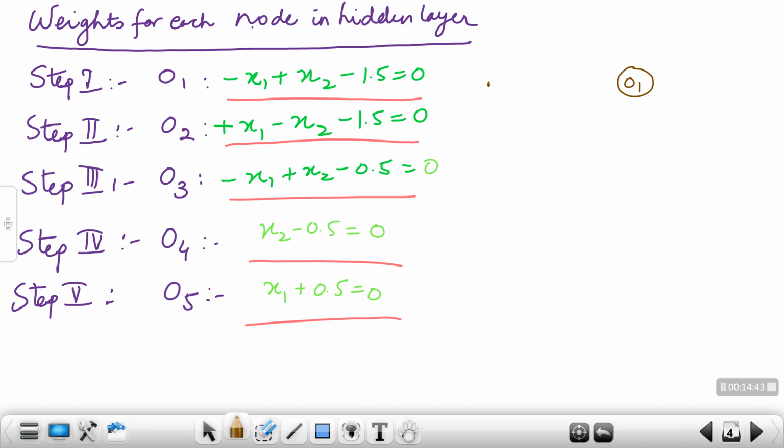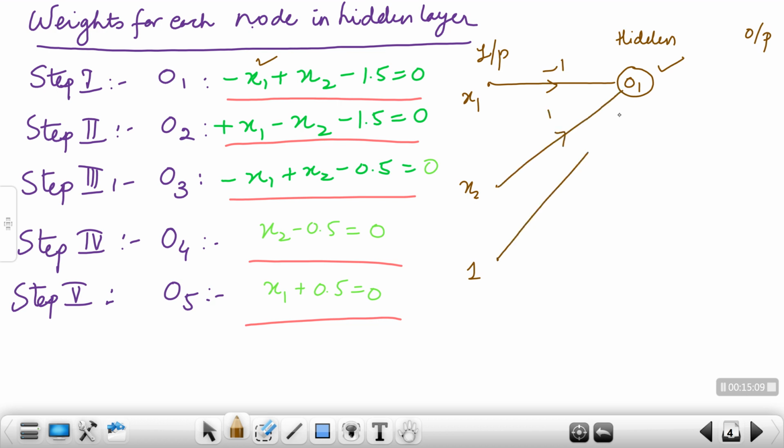In this particular network, there will be an input layer, a hidden layer, and then the output layer. The inputs are fixed: x1, x2, and 1. In the first step, we are adding one node, the first hidden node. And what are the weights? Depending upon this equation which we have got, minus 1, x2 is equal to plus 1, and this is nothing but minus 1.5. So this is the network which we get in the first step.